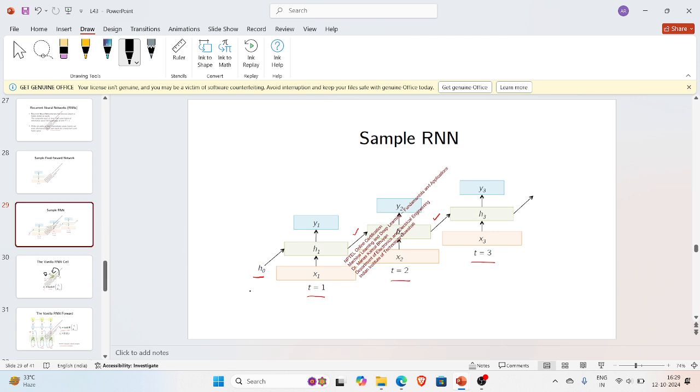So that is how you can see h0 and x1 are fed. h0 can be a random hidden state. It produces h1. This h1 can be used to produce y1. So h1 is an encoded form that can be decoded to yield y1. It happens in repetitive steps.